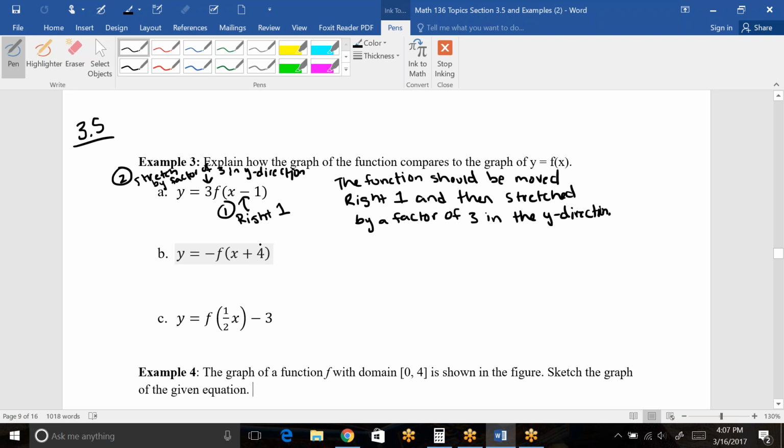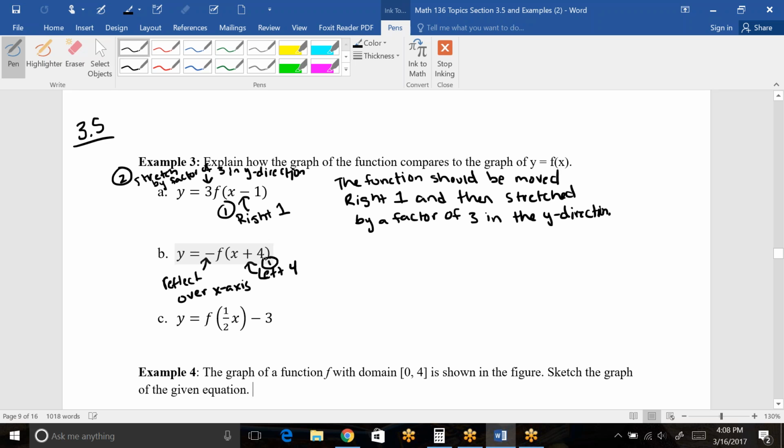Okay, so looking at B, notice again there's something happening inside, and it's a plus or minus. That means it has to do with shifting right or left. So it's always opposite to what we see inside, so this will be left 4. A negative out front, remember, is a reflection. If it's out front, it reflects over the x-axis. If it's inside, it reflects over the y-axis. And what we mean by a negative being inside is being connected to the x term. A negative like this is really not a negative inside, so the negative would have to be attached to that x. But for us, the negative is out front, so that's going to be a reflect over the x-axis. If it was inside attached to the x, it would be over the y-axis.